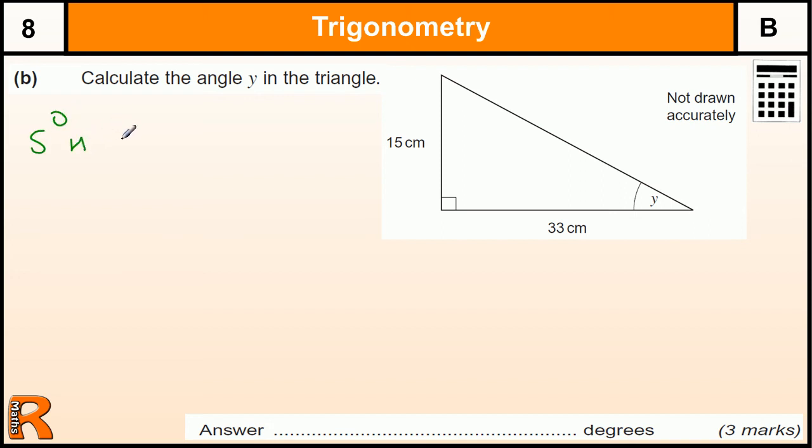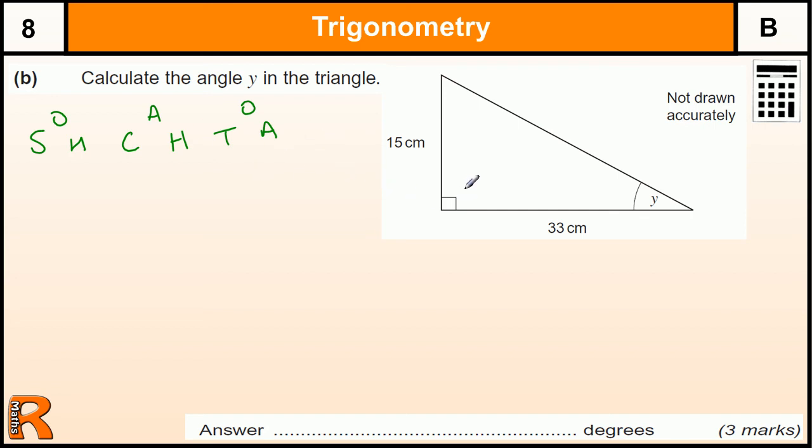Sine is opposite over hypotenuse, cosine equals adjacent over hypotenuse, and tan equals opposite over adjacent. SOHCAHTOA. Now I've written it like this to help you put it into formula triangles if you need it like that.